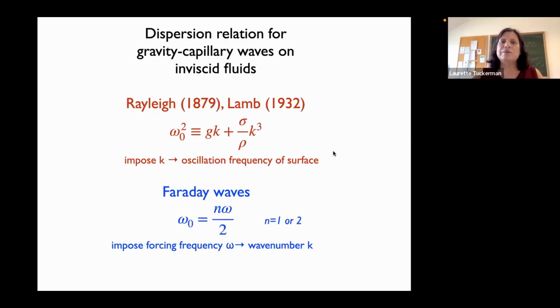Okay, so first let me just say one theoretical thing, which we'll use later. Rayleigh and Lamb, the same Rayleigh as before. This is the dispersion relation for gravity capillary waves. So what does that mean? This is inviscid, and what it means is if you have a disturbance with a wave number k.